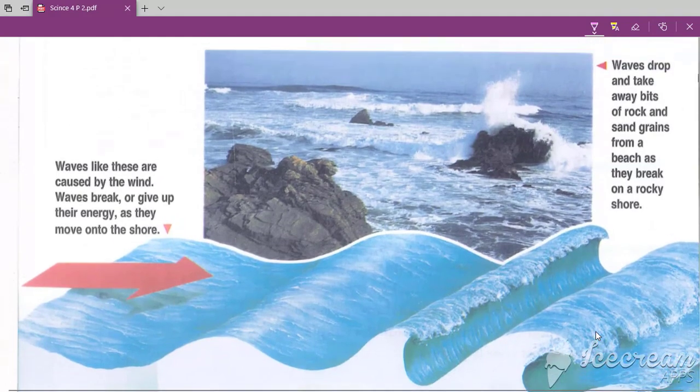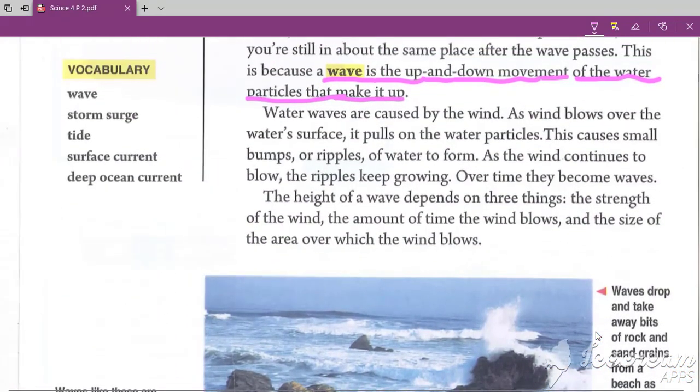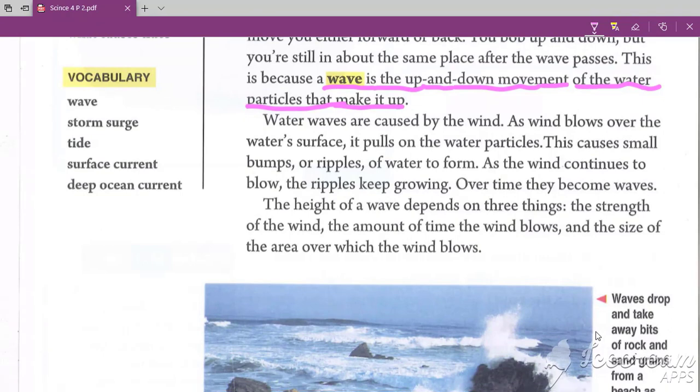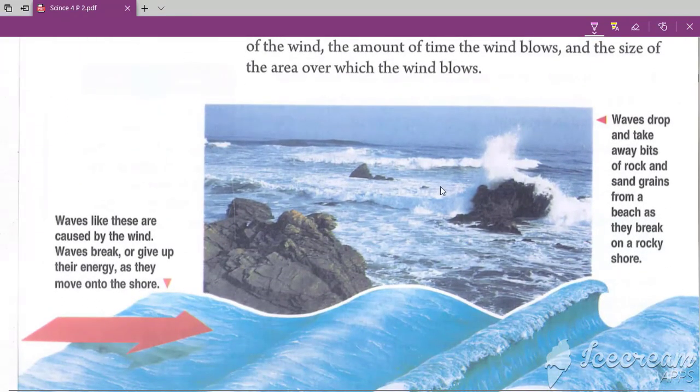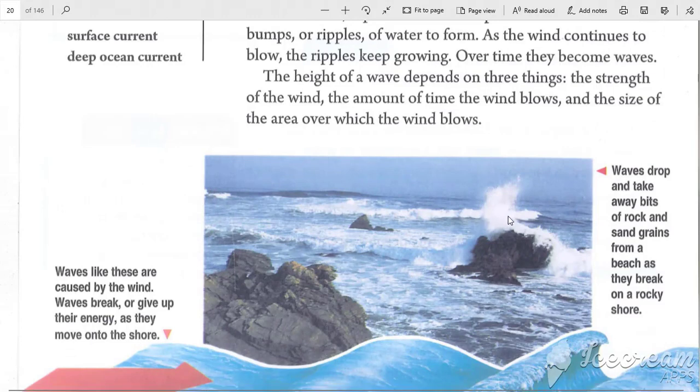Okay, so water waves are caused or formed by the wind. When wind blows over the water surface, it pulls on the water particles. This causes small bumps or ripples of water to form. As the wind continues to blow, the ripples keep growing over time. They become waves. Look at this picture. Waves like this are caused by the wind.